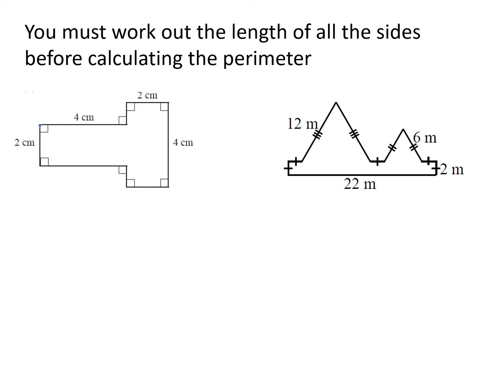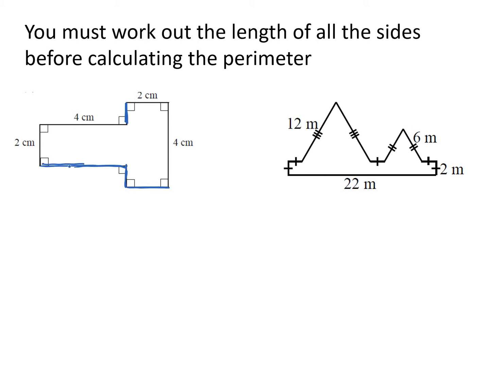So let's take a look at the first shape that we have here. Sometimes it's easier if you trace with your pen all the sides. We know that one's 4 centimeters. We don't know this side, so I'll just highlight that one. We know that's 2. We've got a 4 centimeter here. We don't know the length of this side, this side, or this side. So there are a couple of sides that we need to work out before we start calculating the perimeter.